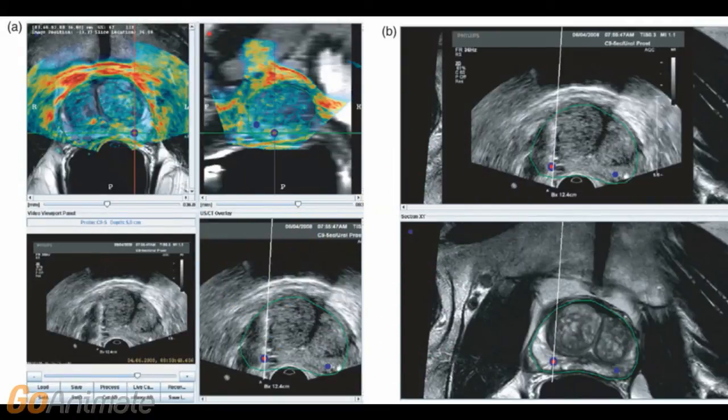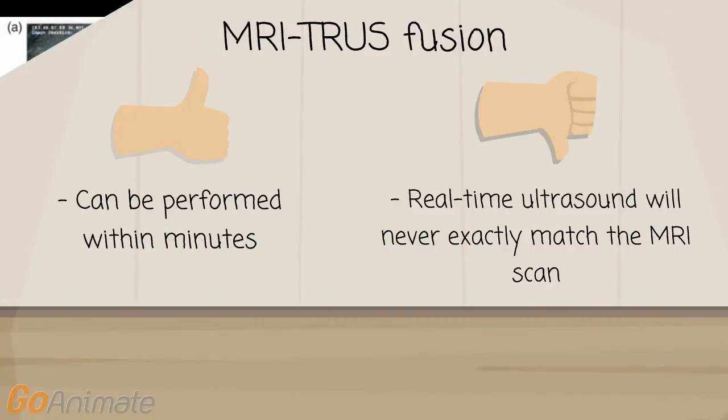The image to your left illustrates a T2 weighted MRI fused with real-time ultrasound and color map. The top right image shows real-time ultrasound, whereas the bottom depicts MRI before fusion took place. Fusion can be performed within minutes. However, the prostate seen by the doctor on real-time ultrasound will never exactly match the MRI scan, since different angles of the patient movement can reduce accuracy.